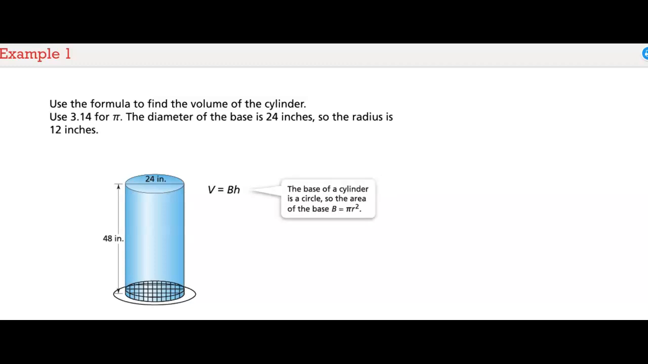In this case, the base of a cylinder is a circle. So the area of the base B equals pi times r squared. Use 3.14 for pi. The diameter of the base is 24 inches, so the radius is 12 inches, and the height is 48 inches. You can use a calculator to find the approximate volume.